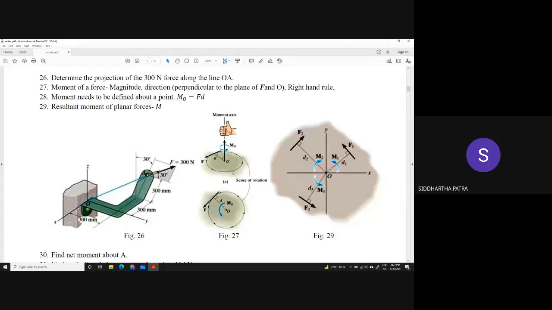So a moment is defined about a given point. That given point is essentially what we are considering a potential center of rotation. So the moment about that point is dependent on two quantities: the magnitude of the force, and if you drop a normal on the force from that point, that normal distance. And the tendency of rotation.